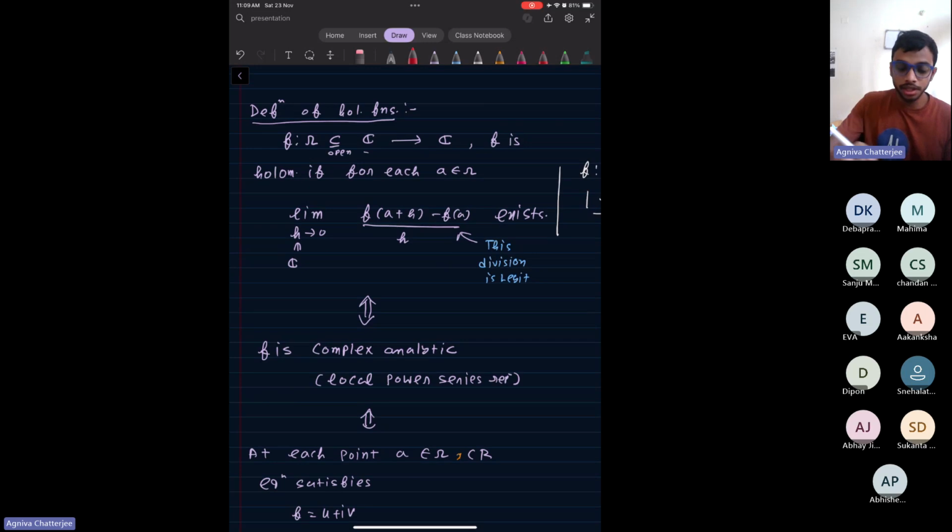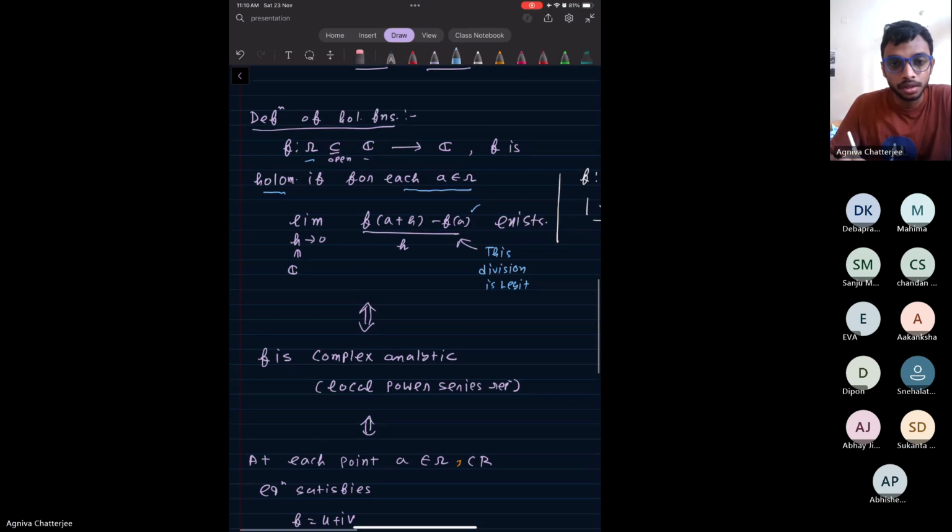So here, suppose a function f is defined on an open set omega, a subset of C, to C. Then f is said to be holomorphic if for each a in omega, the limit of this quotient actually exists. Now, the important point to notice over here is that because they are complex numbers, f of a plus h minus f of a is a complex number, and h is also a complex number, and I know how to divide two complex numbers. That's because of the field property. So this definition is actually legit, right?